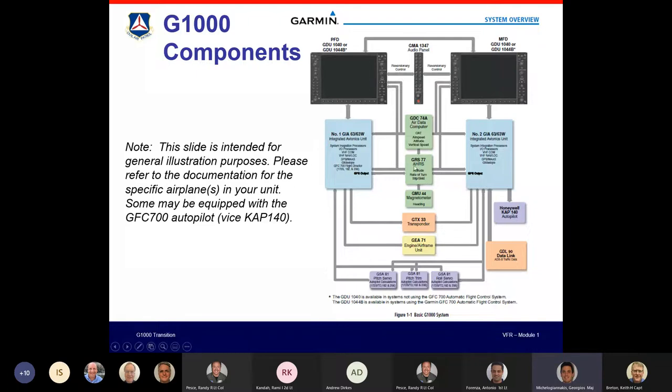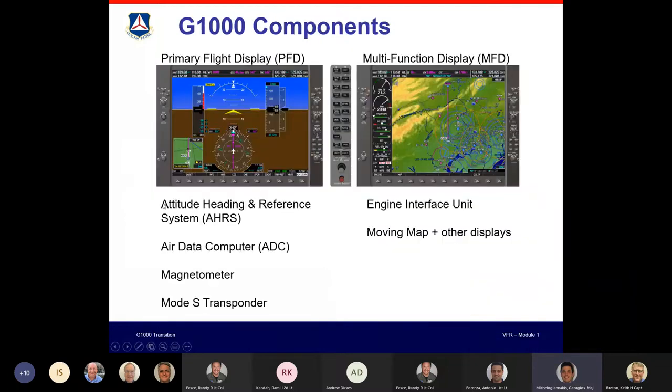Basically, there's the AHRS, which is attitude, heading, and reference system. The acronym is defined here. And then there's the Air Data Computer, ADC. You can think of AHRS, like if you think of the six-pack, anything that used to have a gyro is now controlled by the AHRS.